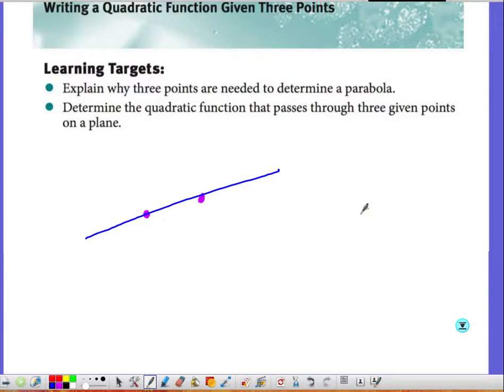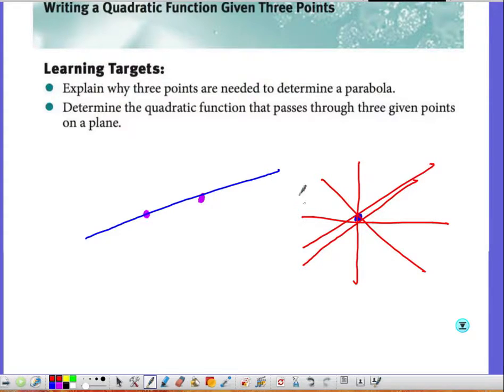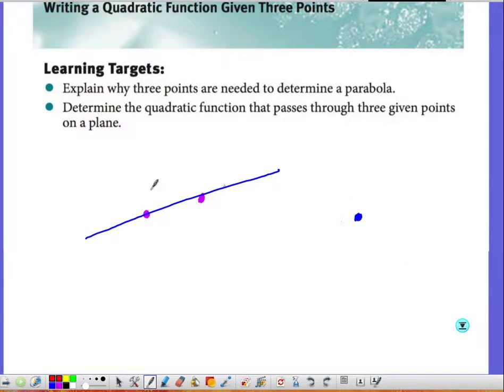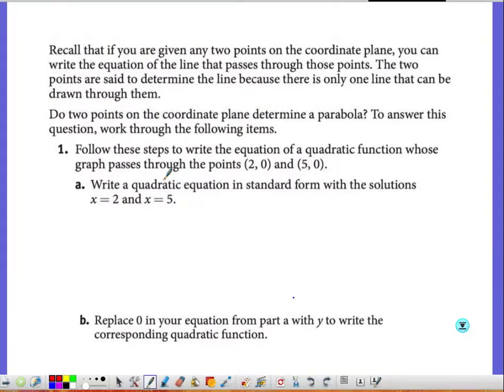Compare that with just 1 point. If I were to just give you 1 point, how many lines can go through that 1 point? As you can see, there are a lot of lines that can go through that 1 point. Compared to just 2 points, only one line can go through those 2 points. So those 2 points are said to determine the line.